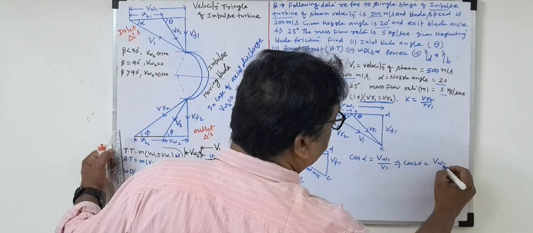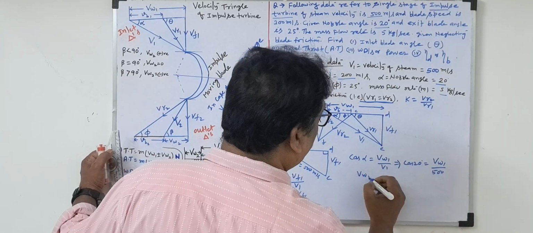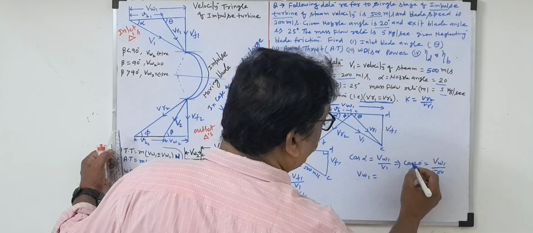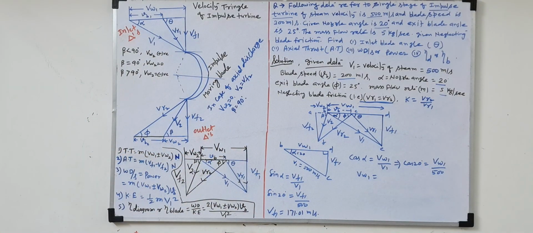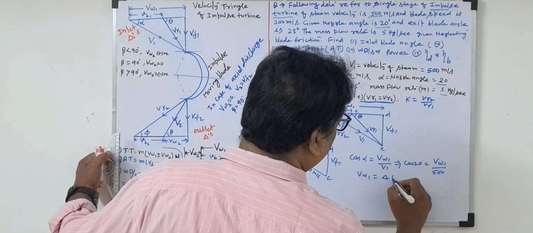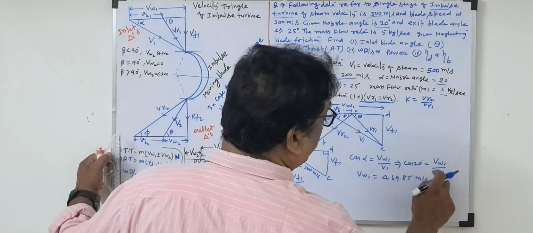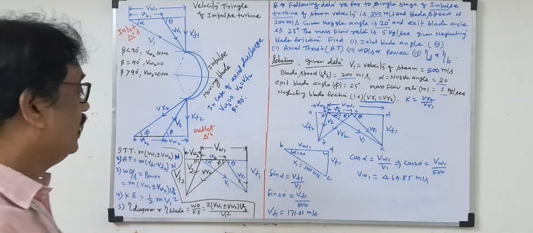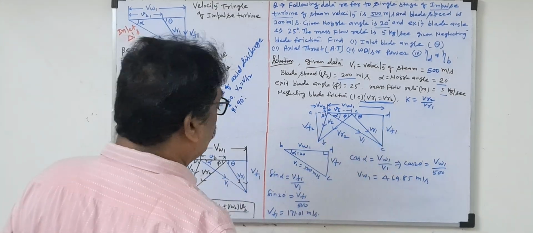VW1 we need. Then V1 is 500. So VW1 will be nothing but 500 into cos 20. So that value will be 469.85 meter per second. So cos 20 and into 500, you will get this value. So now the first triangle work is over, the triangle one work is over.